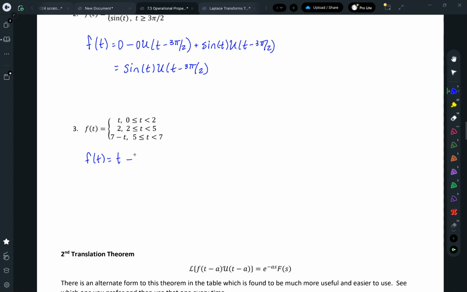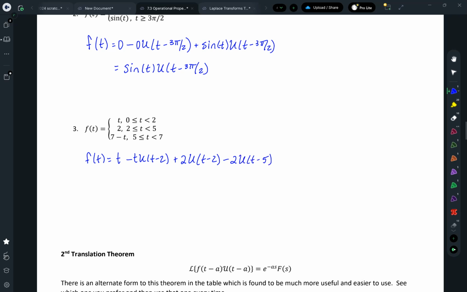So we need minus t, u of t minus 2, in order to take care of the turning on and then the turning off. We turn on 2, so that's plus 2 at t equals 2. So we get a u of t minus 2. And then we're going to turn off the 2, so minus 2 at t equals 5. So it's a u of t minus 5.